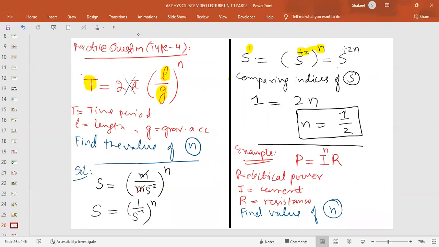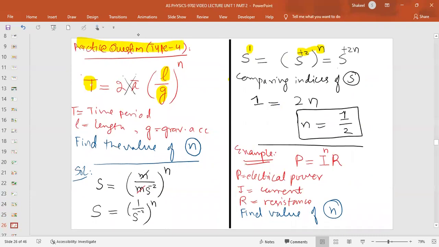Okay, similarly, this is the practice question. You have to do it yourself. T is 2 pi root of L over G, raised to the power n, where T is time period, L is length, and G is gravitational acceleration. You have to find the value of n. I've done this. You can pause to solve it, and then compare your answer.